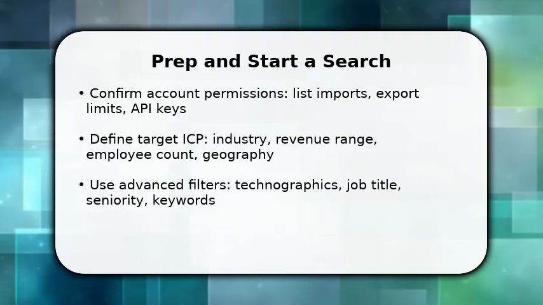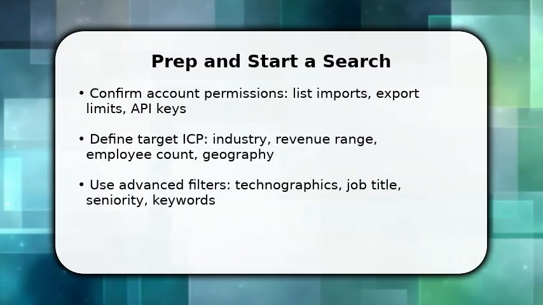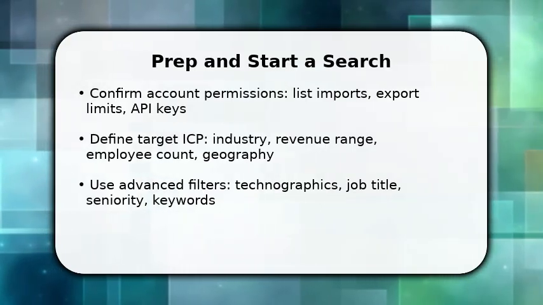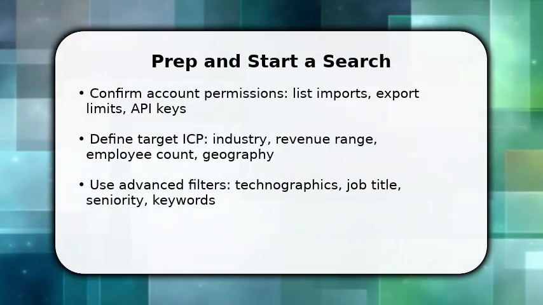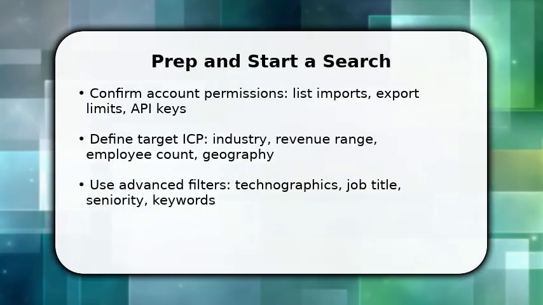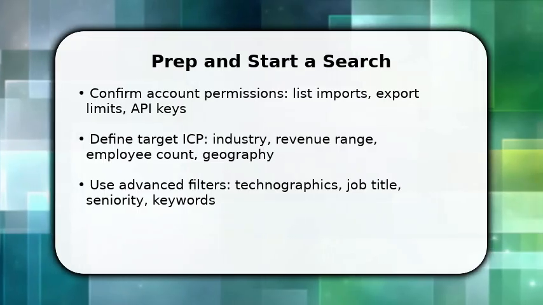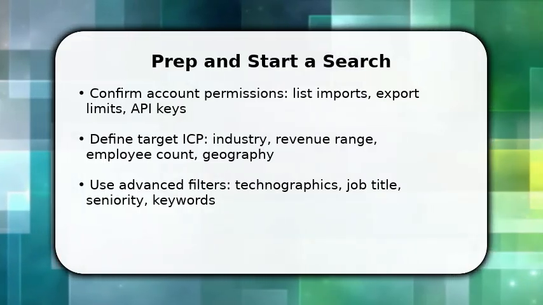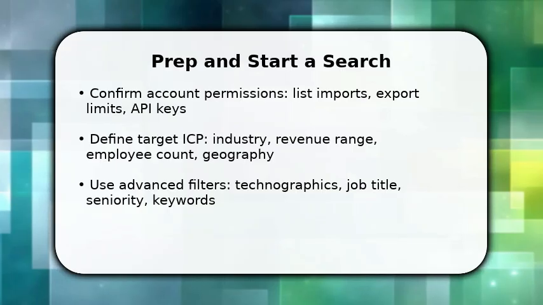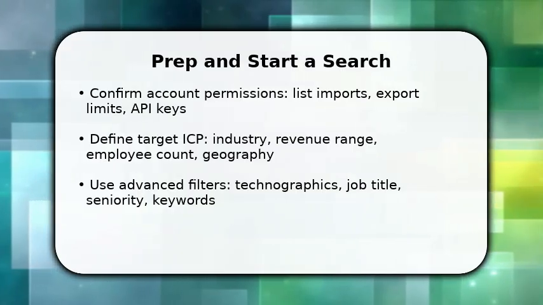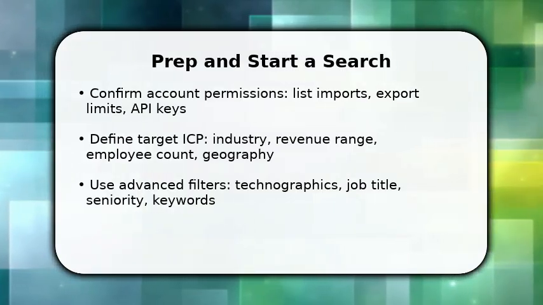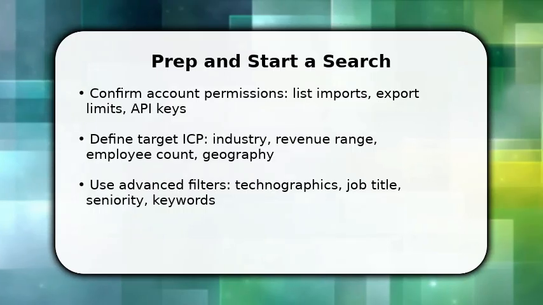You begin by locking down the essentials and launching your first search. Make sure your account has the right permissions and API access so you can export lists. Next, define your ideal customer profile: industry, revenue band, employee count, and location, because precise filters save hours. Use ZoomInfo's advanced filters for technographics and seniority to narrow results.